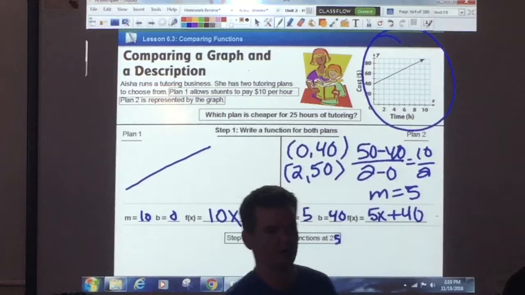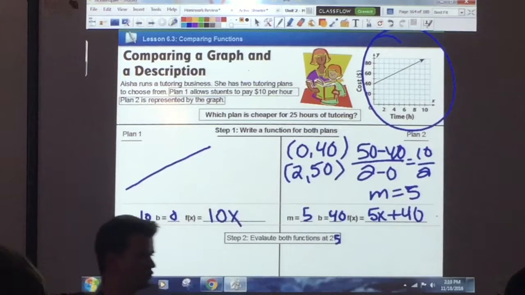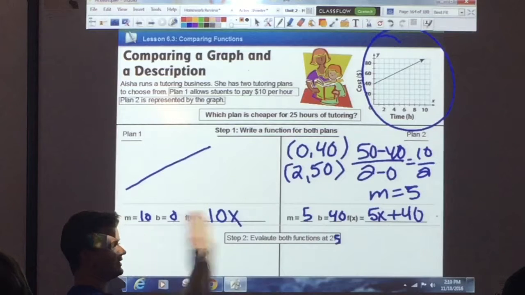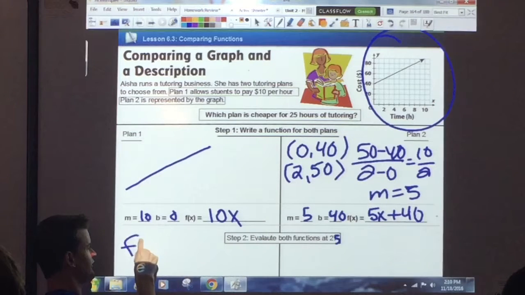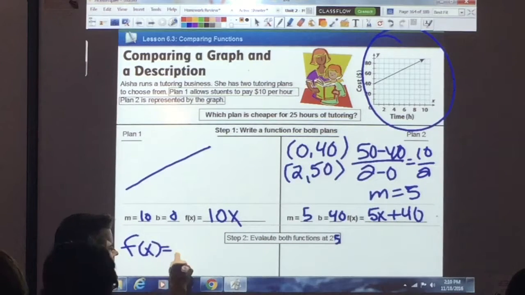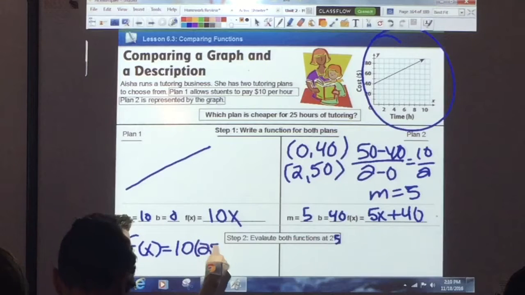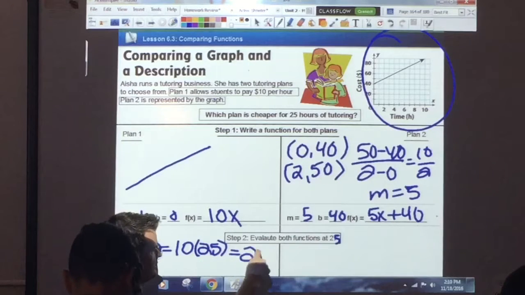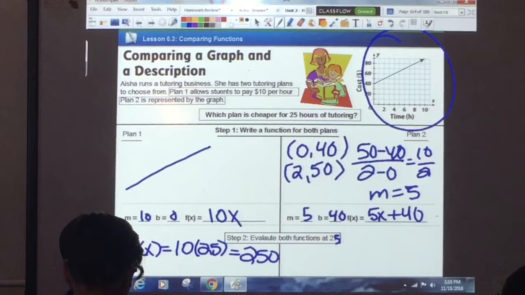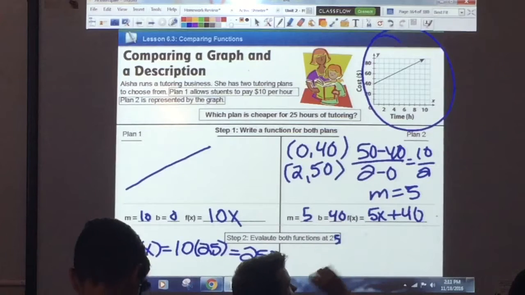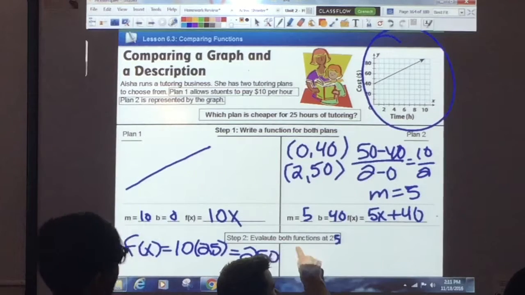Now that I have both the functions, I have to evaluate them for 25 hours of tutoring. So I'm going to take 25 and I substitute it into both functions. Over here, I get f of x is equal to 10 times 25. That gives me $250. So that's how much plan 1 costs for 25 hours of tutoring. For plan 2, I take 25 and I substitute it in for x once again.